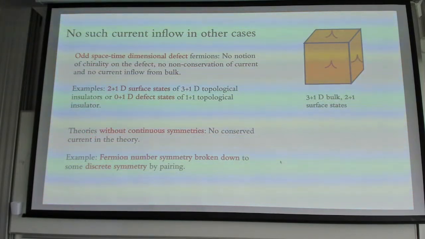Similarly, if you don't have a continuous symmetry in your original theory, you would have no conserved current. So for example, fermion number symmetry can be broken down to Z2 by a pairing phenomenon. So this quantum Hall picture, of course, does not exist for all kinds of topological insulators.